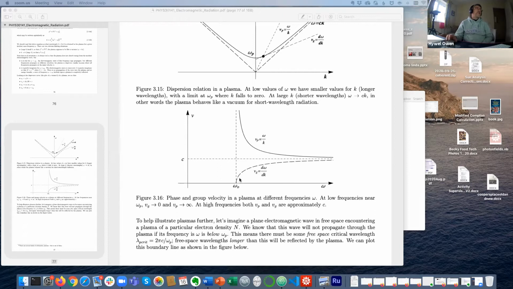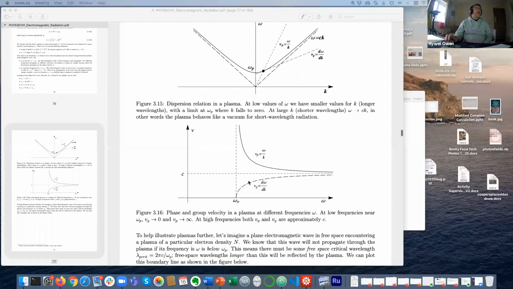And at low driving frequencies, and I keep using that phrase driving frequency to remind us that this is like an incident electromagnetic wave being incident upon the plasma, the group velocity falls to 0 as the driving frequency approaches the plasma frequency. So as the wavelength grows to infinity, the whole plasma starts to oscillate.